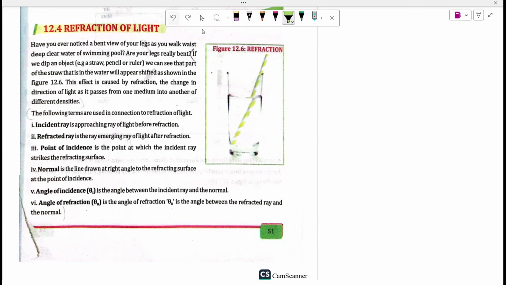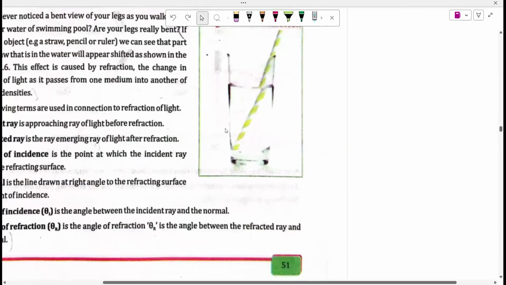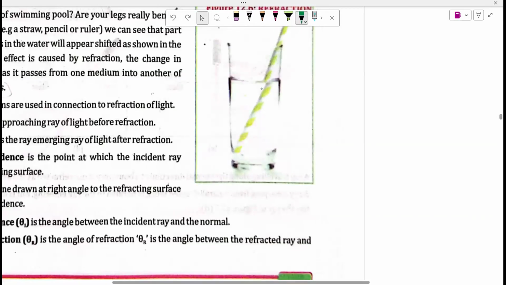Let me zoom in for this image. You could see this fracturing of the image. It appears like the pencil is broken. This fracturing of image is basically what refraction is called. Why is this happening? It is happening because a change of media is occurring, because it's air, it's water. So due to this change of medium, this bending of light, it was supposed to go like this, but it is going in this direction.